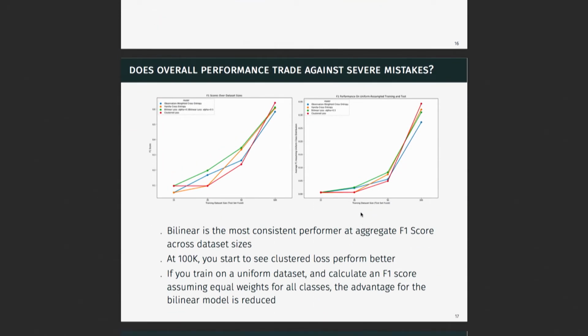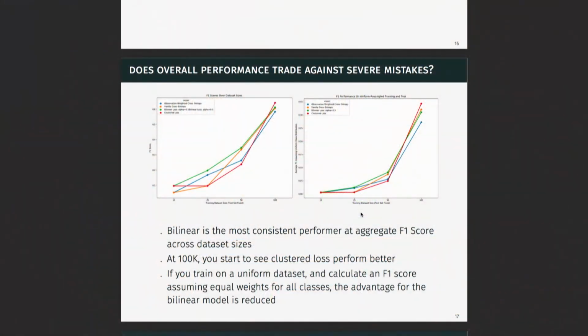Another question you might ask is, how much does the overall performance trade against this reduction of severe mistakes? So in the original bilinear loss paper, they actually showed that upping the coefficient on bilinear loss means you trade off for fewer bad mistakes, but your overall performance goes down. Interestingly, we didn't actually see that. Bilinear performs pretty consistently well at aggregate F1 scores across the whole data set, or it performs better or equivalently depending on where you are. At 100K, you do start to see clustered loss performed better in aggregate. So my theory is that it's giving some information to the training process, but that information doesn't really come out until you get to high data set sizes.